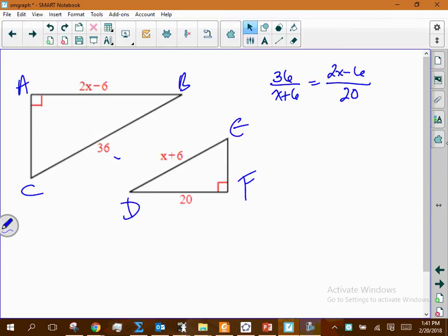So now once we have that set up, I'm going to cross multiply, right? So you can't go up close? No, never. Understand? Yes.